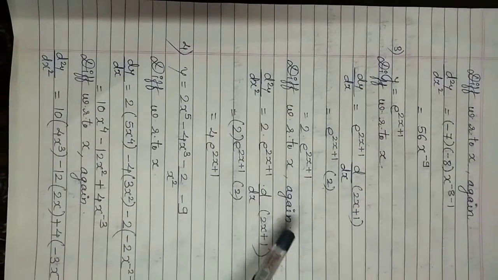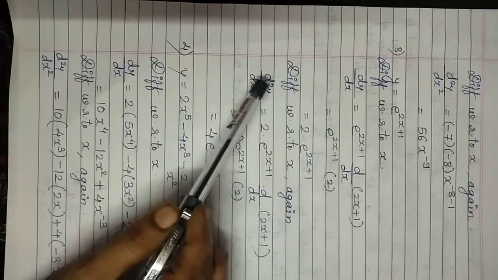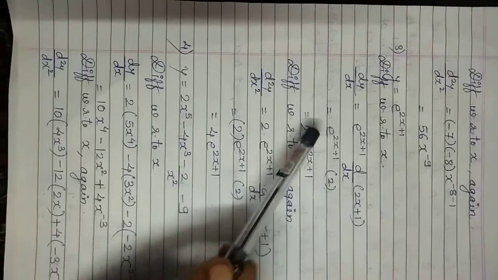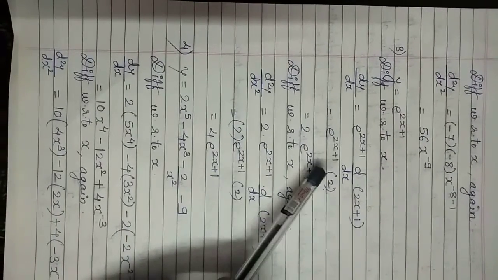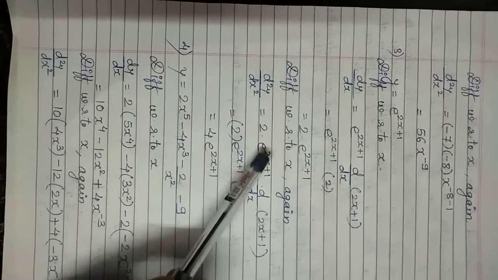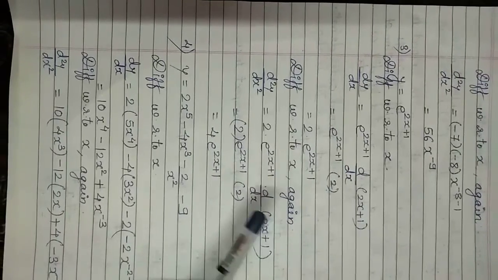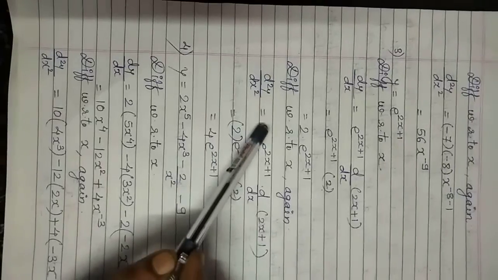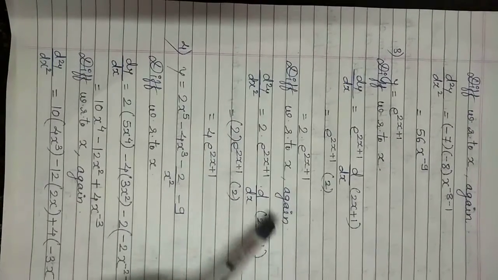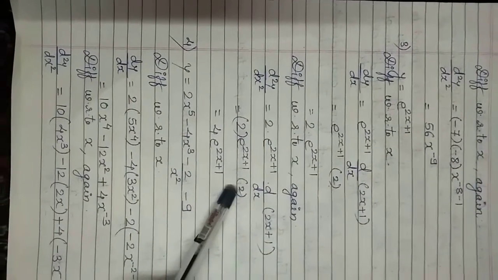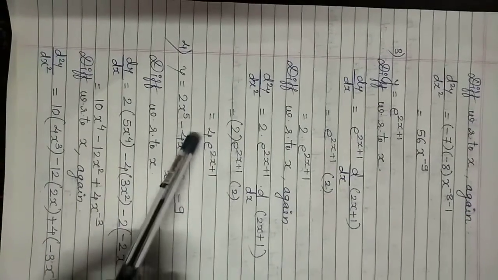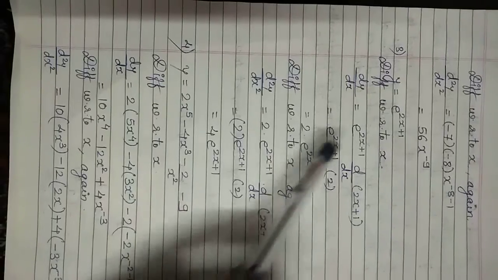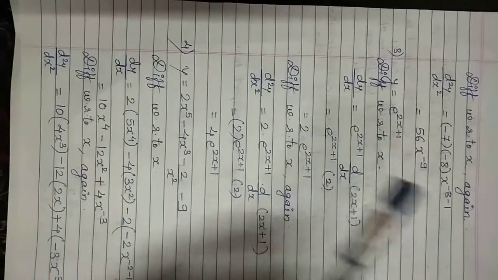Differentiating with respect to x again. So d by dx of dy by dx, that is d square y by dx square, is equal to this 2 as it is. This will be e raised to 2x plus 1 into the derivative of 2x plus 1. So in the next step these two terms will be as it is, and the derivative of this will be 2. So together we can write this as 4 into e raised to 2x plus 1. This is the second order derivative of the given function.